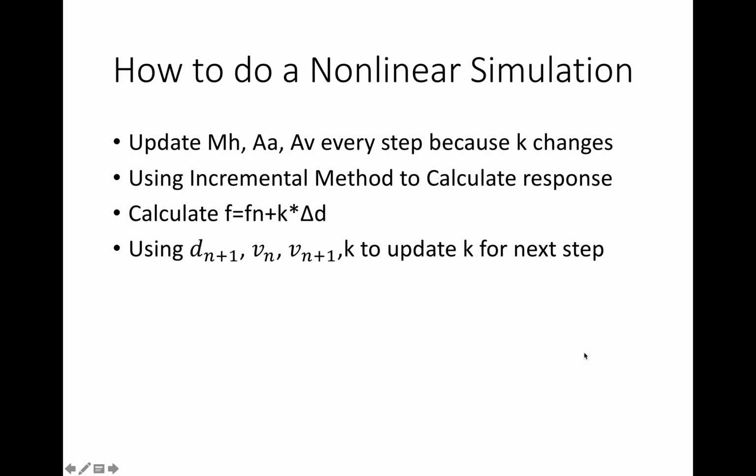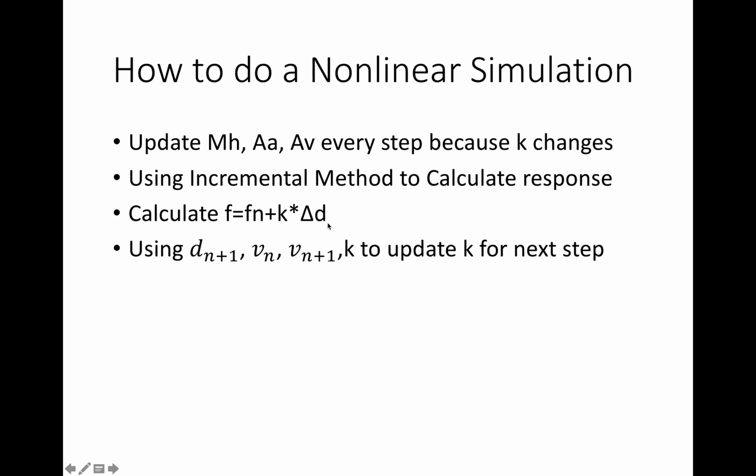So how to analyze this kind of procedure? It will be very easy. The first step is just to change the Newmark beta method to the incremental method to calculate the response. Next, you can calculate the force at step n plus 1 by the last step's force plus the increment of nonlinear force, or linear force with k changing from k1 to k2, times the step n plus 1 displacement increment.